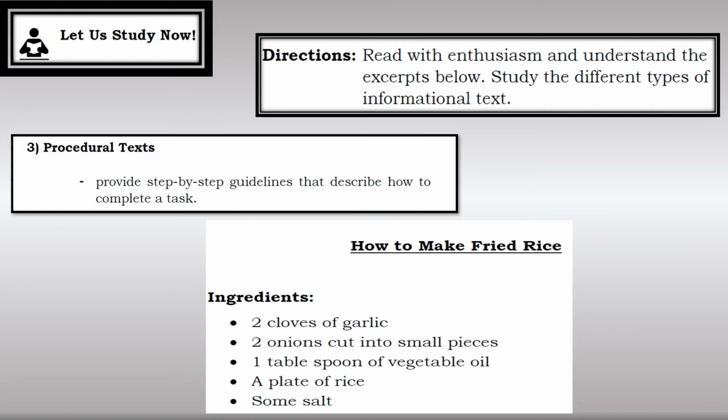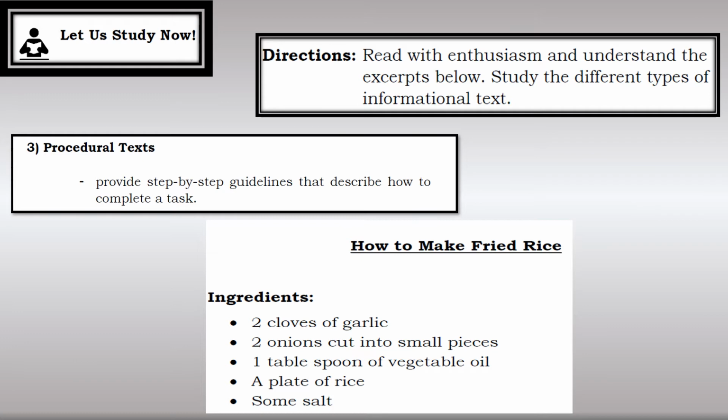The third one is what we call procedural text. Ano ba tong procedural text? It provides step-by-step guidelines that describe how to complete a task. So, ito yung mga example nito. Yung step-by-step. Ito yung sinabing first, second, third, ganyan-ganyan ang gagawin mo. That is what we call procedural text.